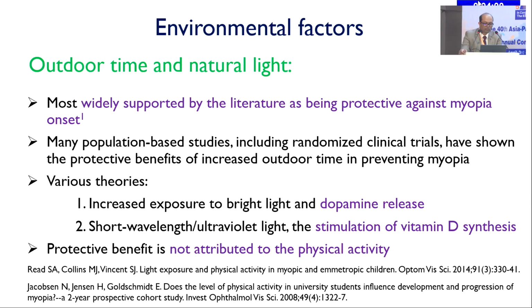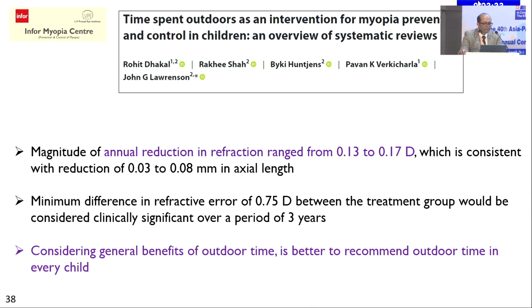The first amongst them is outdoor time and natural light. This is widely supported by the literature. The possible theories are dopamine release and stimulation of vitamin D synthesis. However, the protective benefit is not attributed to physical activity, which we need to understand. It's not that they should go outside and play. You can ask them to even play on a laptop, but ask them to sit outside or sit under the sun. Then the magnitude of annual reduction in refraction.